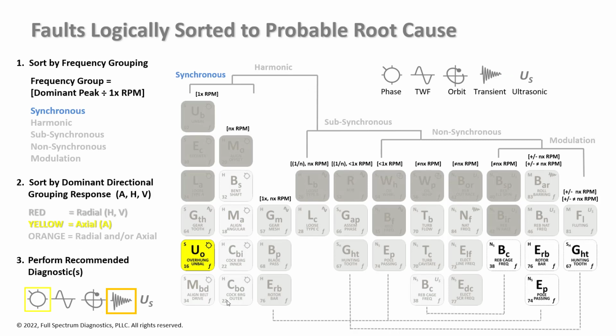So what am I left with? I'm left with a logically sorted probable root cause. The only thing left on the table is overhung rotor imbalance. And I can go in there and do a little more phase analysis if I want, to guarantee everything's to spec before I go tell my supervisor what fault I need to look for.